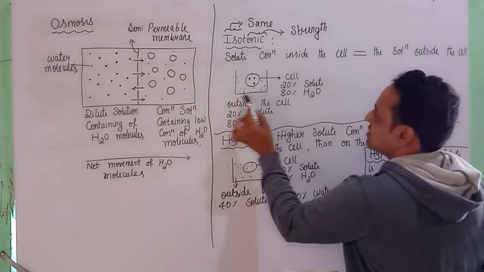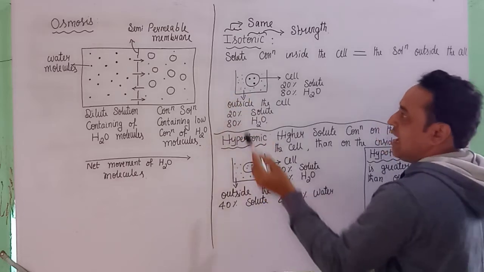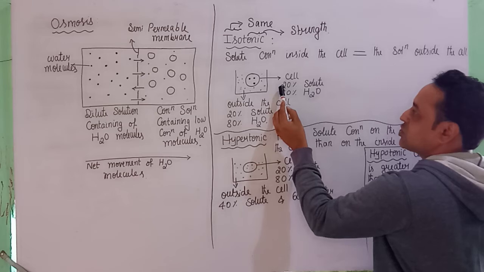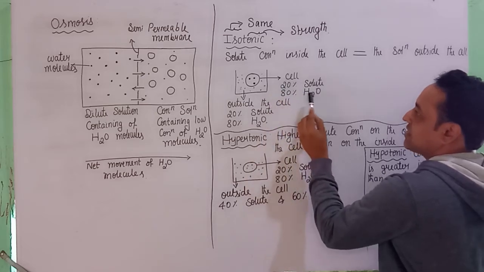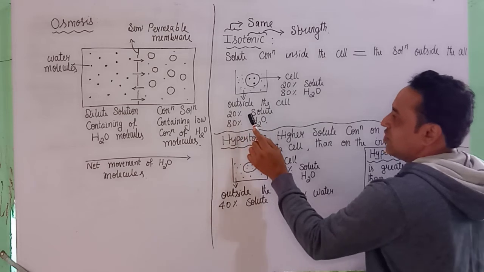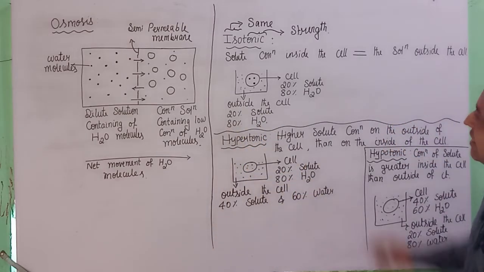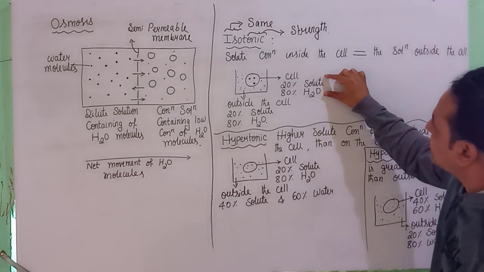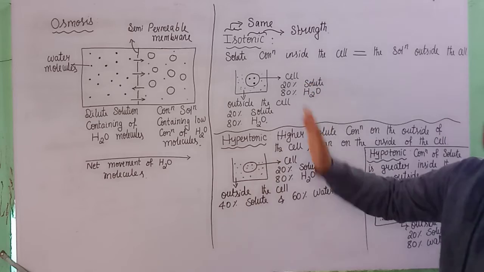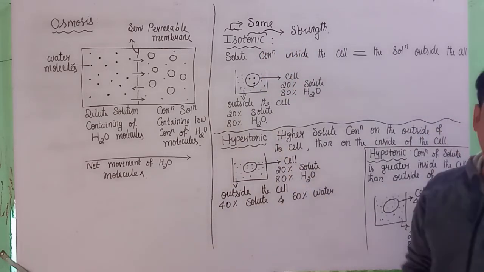So imagine this diagram where in the beaker we have taken one solution and inside that solution we have taken one cell. That cell contains 20% of solute and 80% of water. And in the beaker also we have one solution which contains 20% of solute and 80% of water. It means the concentration of solute inside the cell and outside the cell is exactly the same. Such solutions are called isotonic solutions.